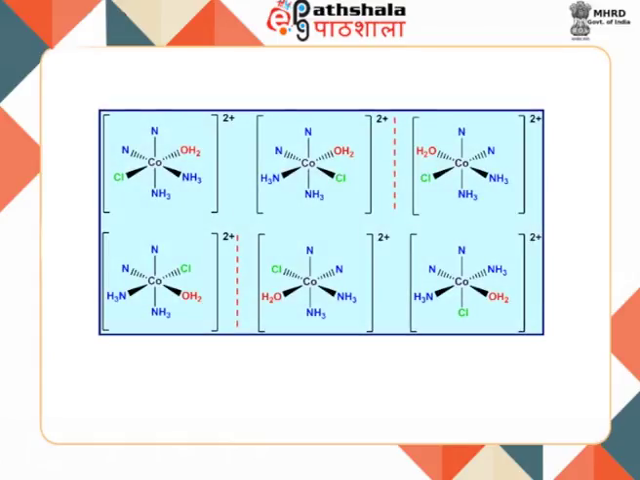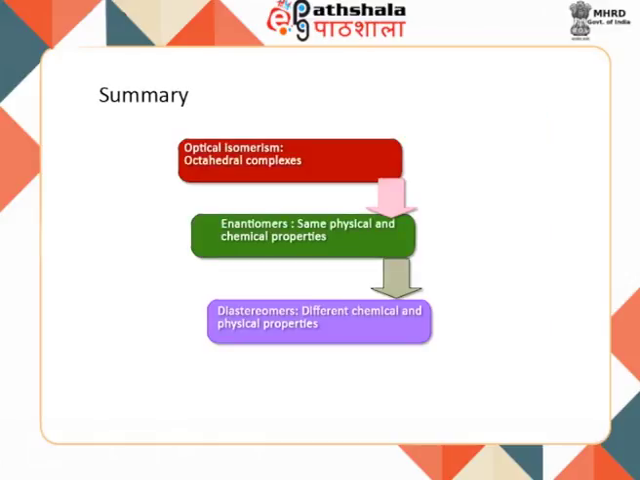Just like the previous case, we will fix here the position of the ethylenediamine ligand in this cobalt complex and rotate the others. Thus, we can get 6 stereoisomers. Out of them, 2 isomers form an enantiomeric pair. In this module, we have learnt about optical isomerism in octahedral complexes, enantiomers and diastereomers. Enantiomers have identical physical and chemical properties, and we have also learnt that diastereomers have different chemical and physical properties.